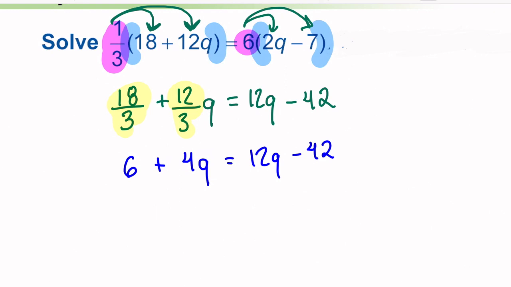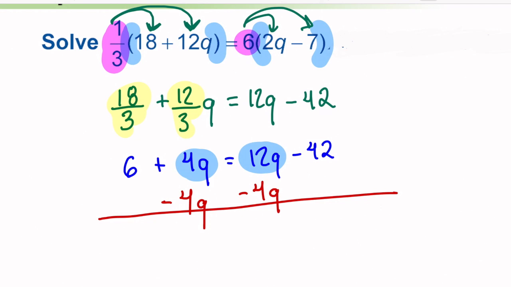Now that we've gotten rid of the fractions, we're going to look at the variables. So we have 4q and 12q. Like we said before, the trick is to deal with the smallest one, so 4 is smaller than 12. I'm going to do minus 4q on both sides of the equal sign. So the 4q's cancel because you get 0. I'm going to bring down the 6, bring down the equal sign, and then 12 minus 4 will be 8q, bringing down the minus 42.